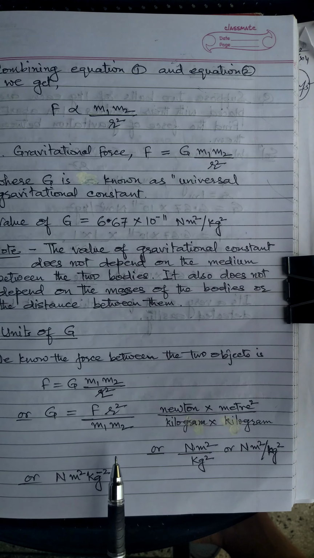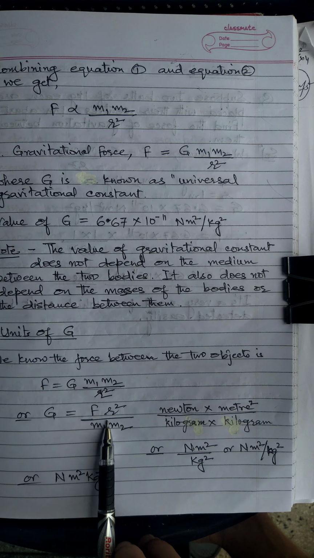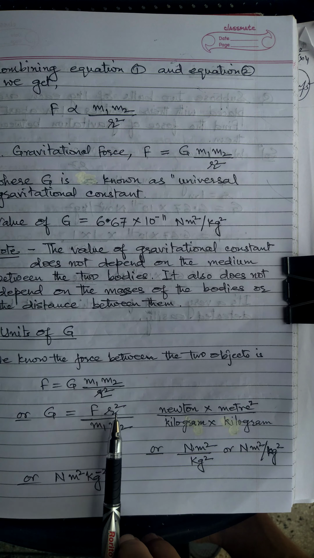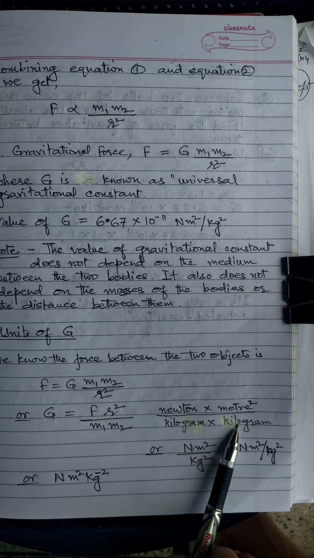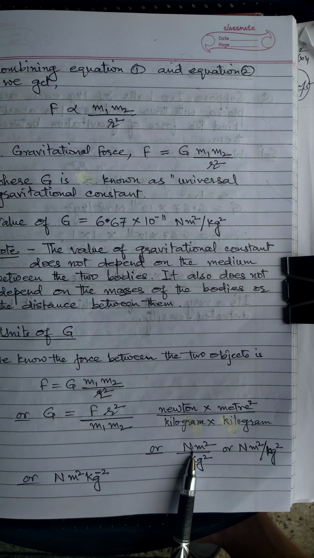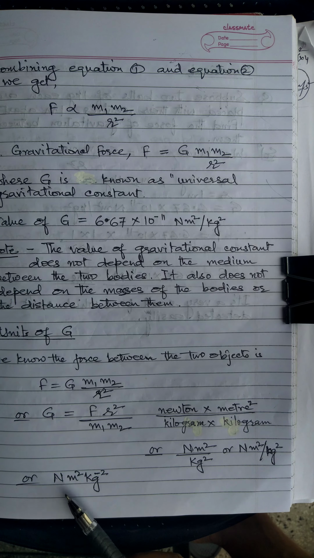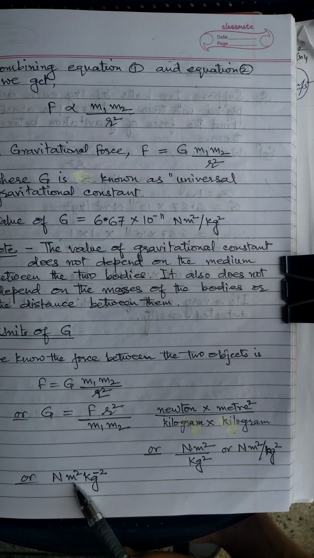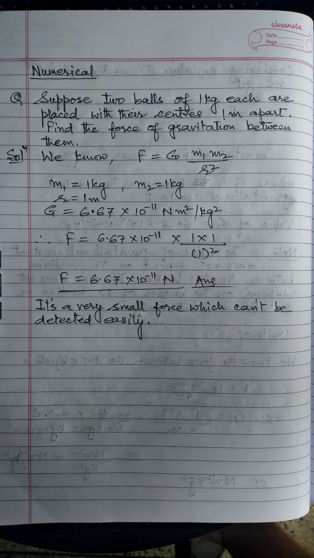So I have shown here the unit of F, force, is Newton, and r is distance in meters, so it becomes meter square. Mass is kilogram into kilogram, that is kilogram square. So it becomes Newton meter square per kg square. We can also write it as Newton meter square slash kg square, or in books you will see it written as Newton meter square kg to the power minus 2, that is per kg square. It is one and the same thing.